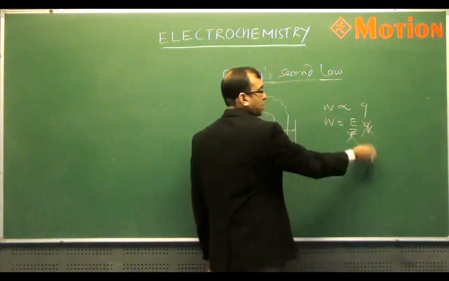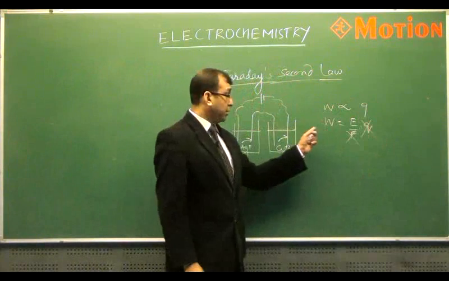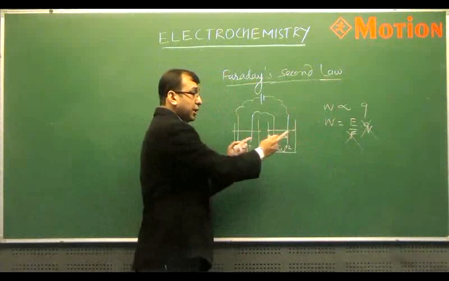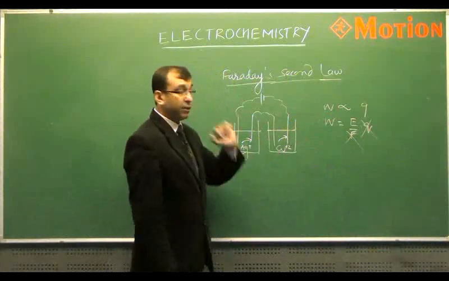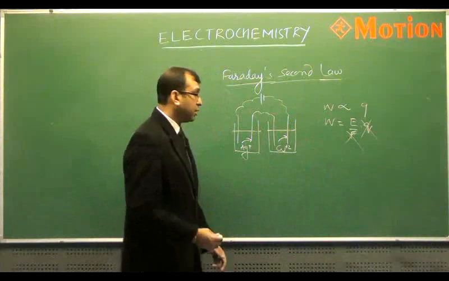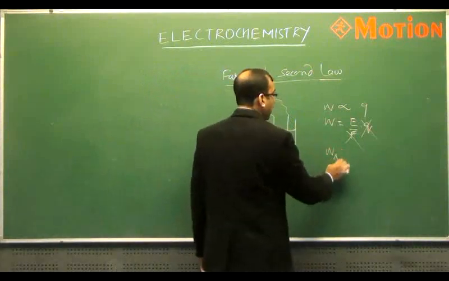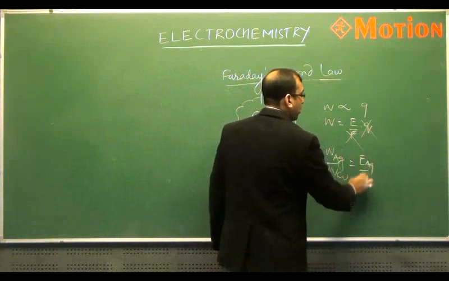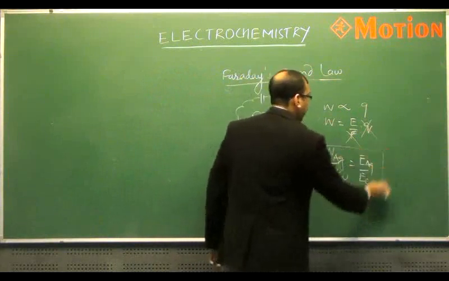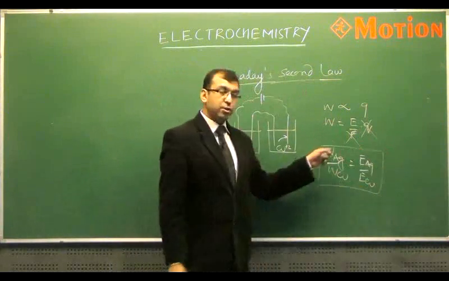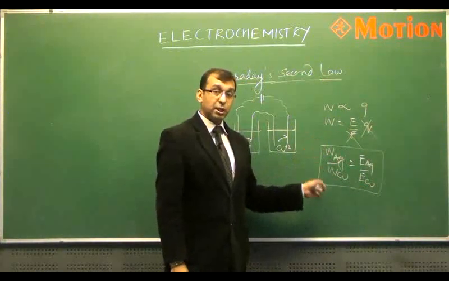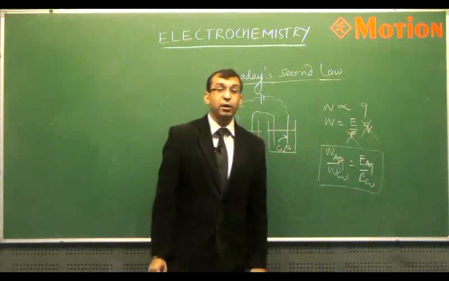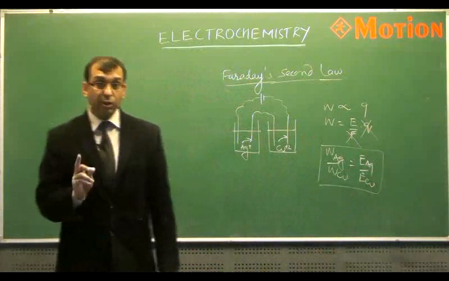Well, Q is a constant, F is a constant. So we can say in this case W is proportional to E, because Q is constant, the same charge is passed through the solutions. F is Faraday's constant, a universal constant. In that case we can say that weight of silver over weight of copper is E silver over E copper. So the statement for Faraday's second law will be: weight of material discharged at the respective electrodes is in the ratio of their respective equivalent weights. Is it clear to you?